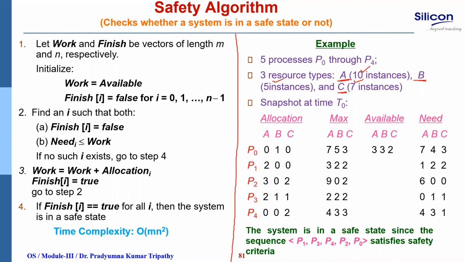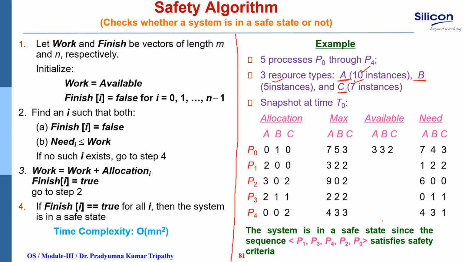Is it understood? This is given in the question: there are 5 processes, 3 resources. How many resources are there? 10 of A, 5 of B, and 7 of C. At a particular time, this snapshot is given. The snapshot at time 0 is given over here. This is the snapshot given, correct?